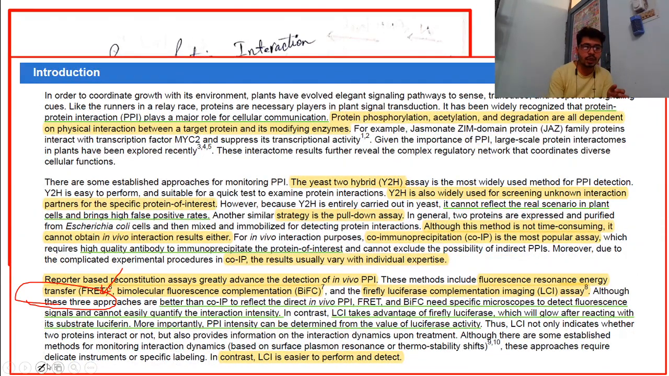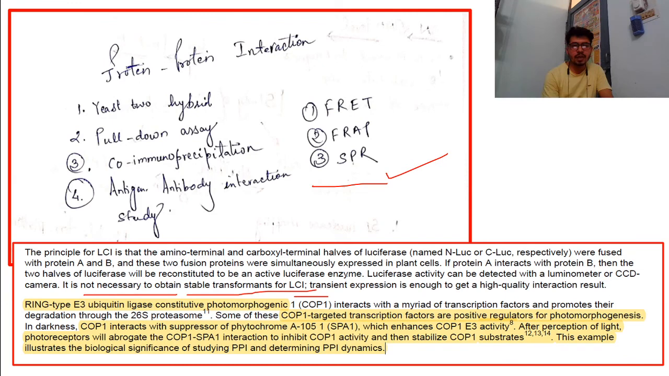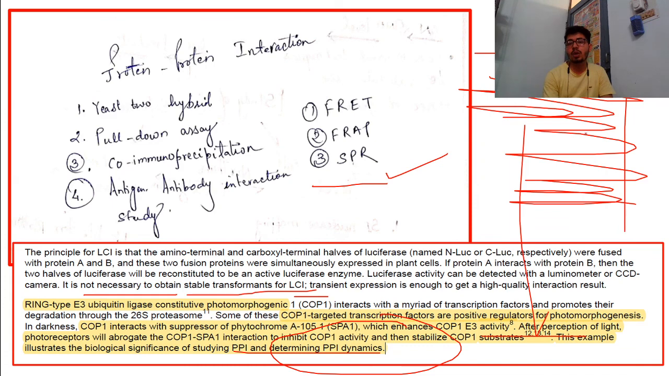Before going deeper, I just want to tell you one thing, because various techniques are given here. Yeast two-hybrid, you can use FRET. BiFC is again a very important technique for protein interaction. Ubiquitination is again a very important technique. What happens in ubiquitination? The protein of interest will be fragmented, because in ubiquitination the protein is degraded, so the degraded protein will be seen on the gel.